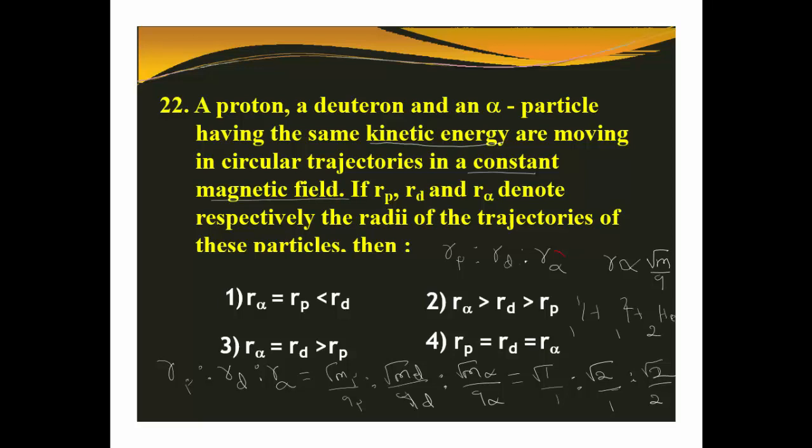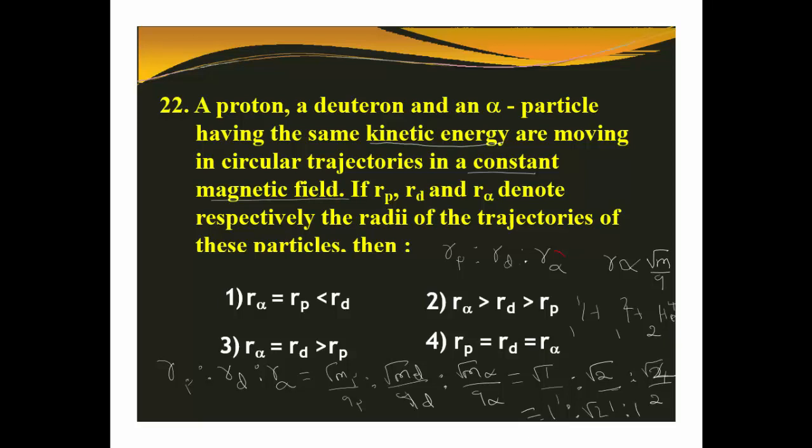2He4. Here the answer is, you can see here, the mass number is 4. Here 1:1, 1:2, 2:4 means 1 by 1, 2 by 1, 4 by 2. Root 1 by 1 means it is 1. Root 2 by 1 means root 2. Root 4 by 2 means 2 by 2, and again it is 1.